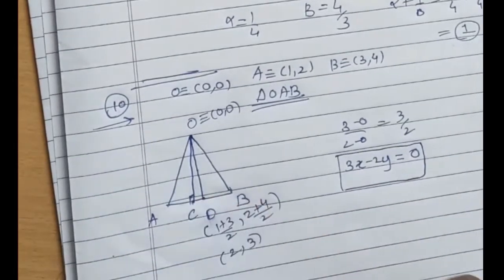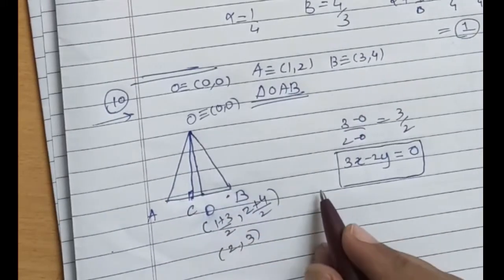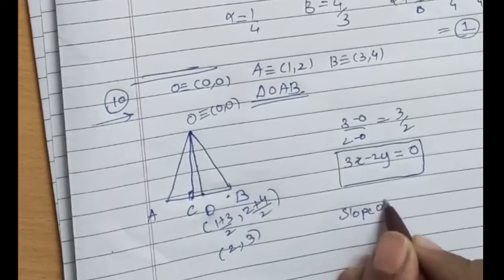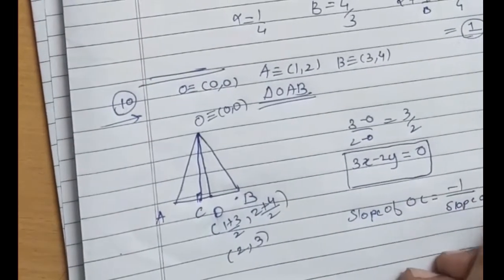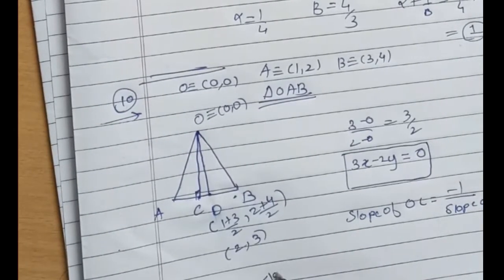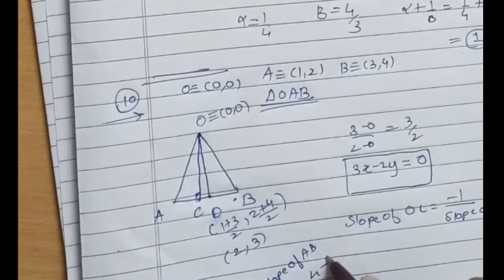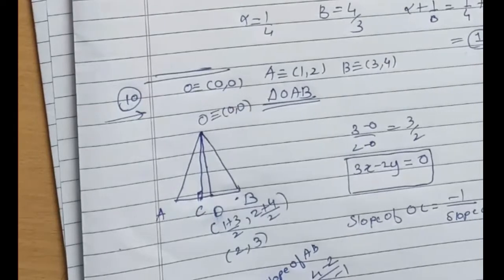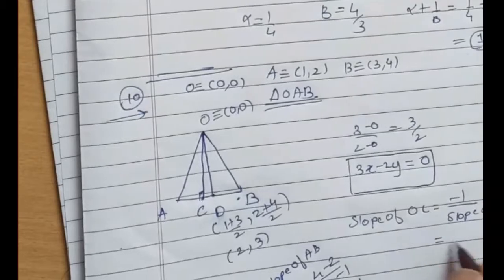Similarly for the altitude, the altitude is perpendicular to AB, so the slope of OC is equal to minus 1 upon the slope of AB. So what is the slope of AB? Let us find the slope of AB, which is 4 minus 2 divided by 3 minus 1, which is 2 by 2, which is nothing but 1, and the slope of OC is minus 1.